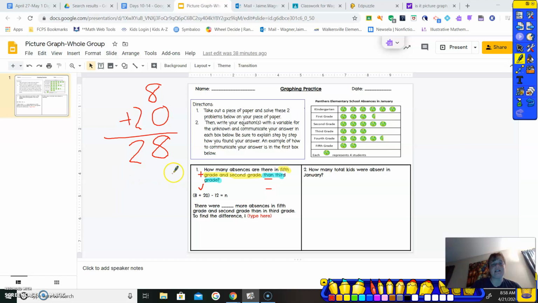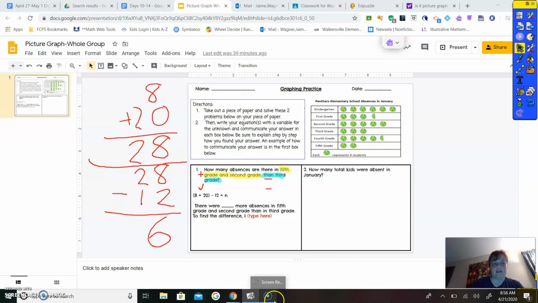Now I'm going to take my sum and subtract 12 from it. Let me draw a little line here to separate it. So now I'm going to do 28 minus 12. Well, I know that 8 minus 2 is 6, and 2 tens take away 1 ten is 1 ten. So our difference is 16.